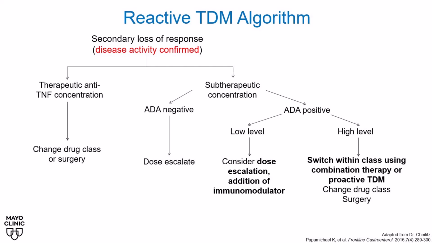I really want to understand what that level is. Because if they have high level antibodies, but they have a lot of drug around, so maybe they're not where they need to be, we don't always need to switch. We can overcome some of those antibodies with dose escalation, and some of those antibodies may be informing us of a non-neutralizing antibody. But this is also an opportunity in the right patient to switch within class.